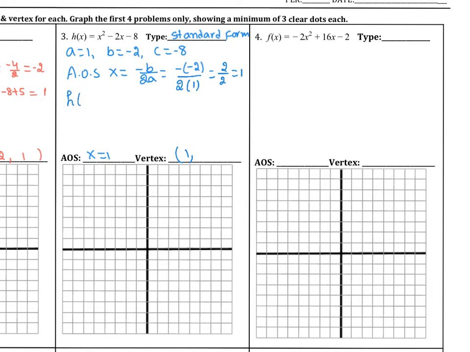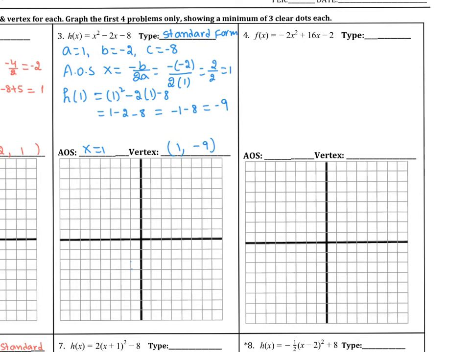To find the y value, you use the x value, plug it into the given equation. So 1 minus 2 minus 8. So that's going to be -1, -8, and this is -9. 1 comma -9 is the vertex.